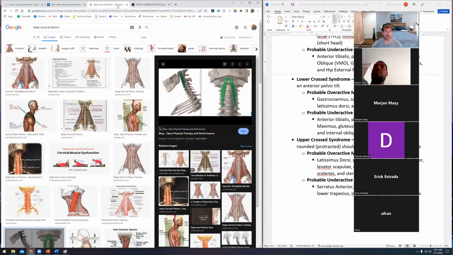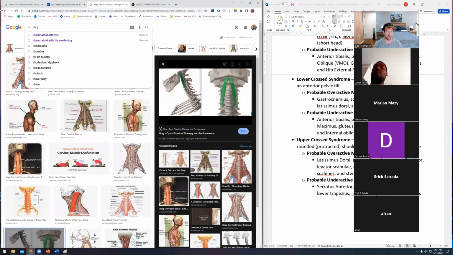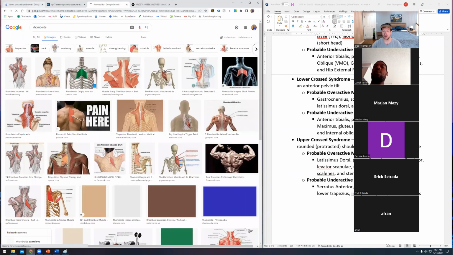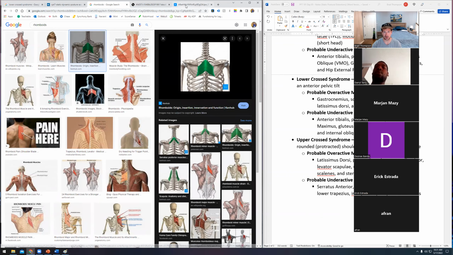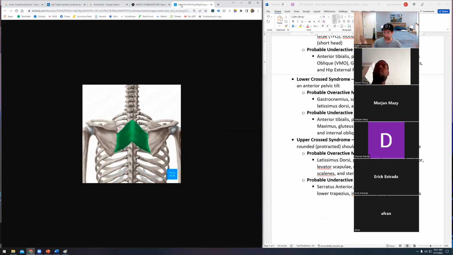So then we've got the rhomboids. Your rhomboids are a scapular retractor. That one's pretty easy to understand. It's like, oh, we have too much protraction. What am I going to do? I'm going to work on scapular retraction, right? So if I'm doing too much of this, I need to pull it back. So again, rows, right? Rowing and just pinching those shoulder blades back.